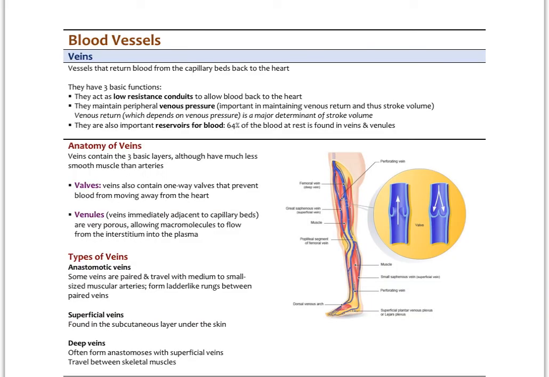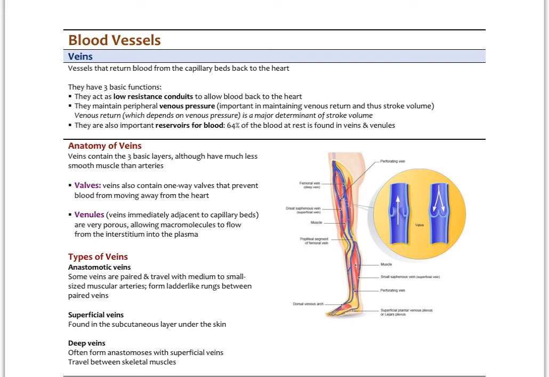Finally, we come to the veins. These are the vessels that return blood from the capillary beds back to the heart. They have really three basic functions. So one, they act as low resistance conduits to allow the blood to get back to the heart. They help to maintain peripheral venous pressure, and that's going to help to actually maintain what's called the venous return, how much blood gets back to the heart, and that will determine how much blood the heart can actually pump out. And so we'll look at that factor.